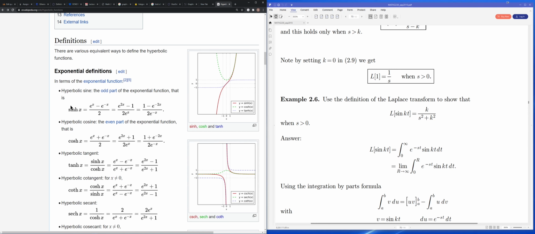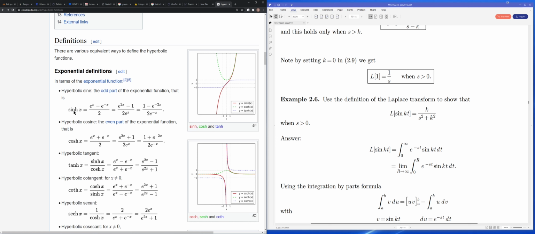Let's recall the definitions of hyperbolic sine and hyperbolic cosine. Hyperbolic sine of x is e to the x minus e to the minus x, over 2. And hyperbolic cosine is a similar definition, except here you're taking the sum of e to the x and e to the minus x.